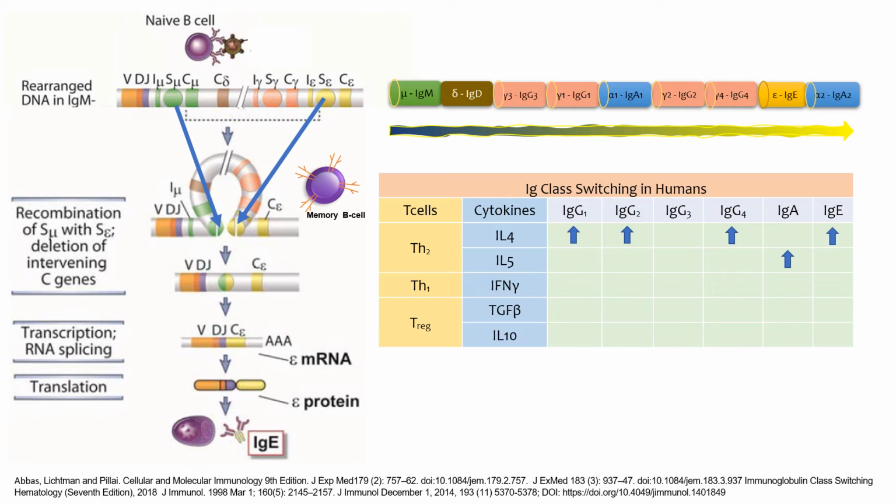Interleukin-5 will stimulate switching to IgA, interferon gamma to IgG3, TGF-beta to IgA, and interleukin-10 to IgG1 and IgG3. In addition, I found that IL-4 decreases the likelihood of switching to IgG3, and interferon gamma decreases IgG1 and IgE switch. TGF-beta decreases the switching to IgG3.